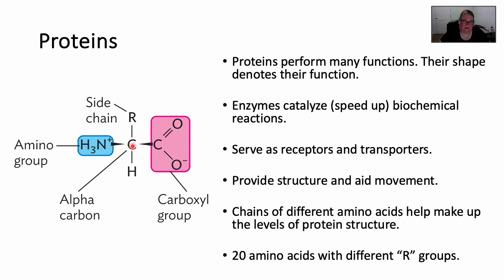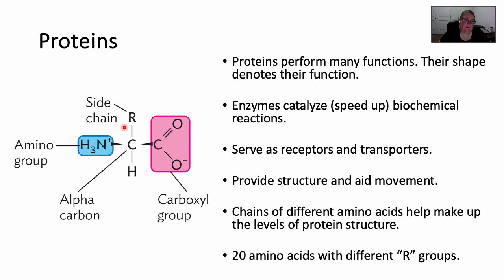Okay, attached to this carbon, because carbon can make 4 bonds, is an amino group. So the amino group is an NH3 plus group. It has a single hydrogen with one of the bonds. Okay, we have this carboxyl group. So this is a carbon double bonded to oxygen and single bonded to an O minus.